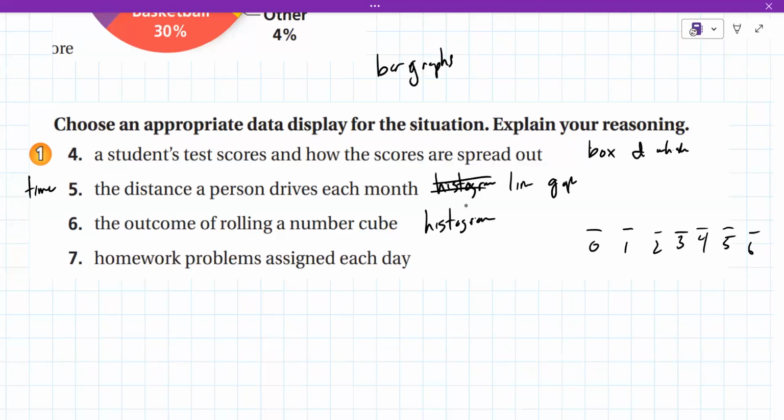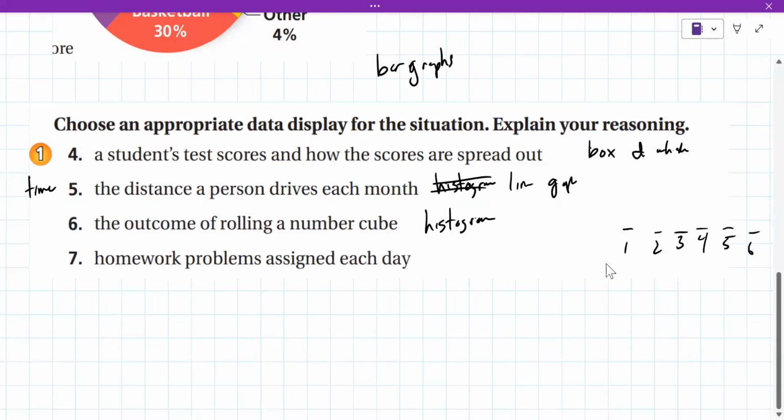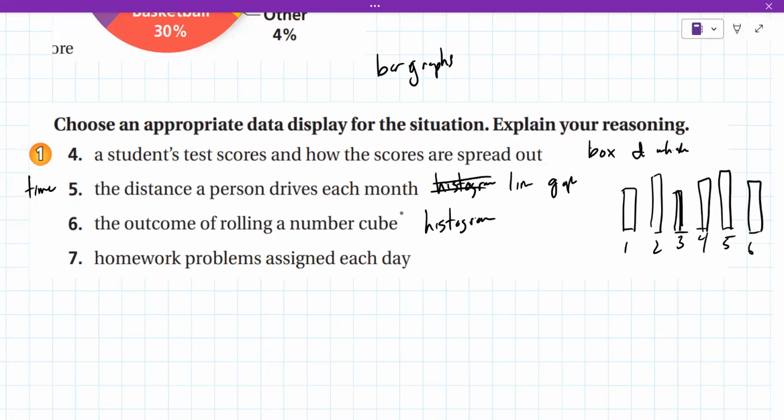I was gonna choose the pictogram. Or no, a line plot. Sorry, not a pictogram, a line plot. Line plot's only good for time data. So the histogram would be like, okay, I got that many threes, fours. It asks how many times each value occurs. Yes. Okay.